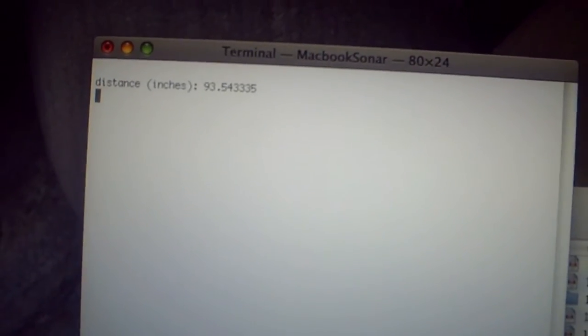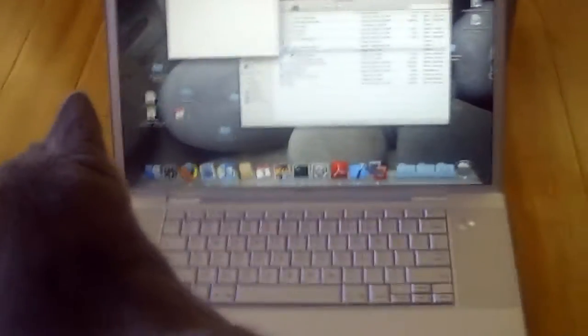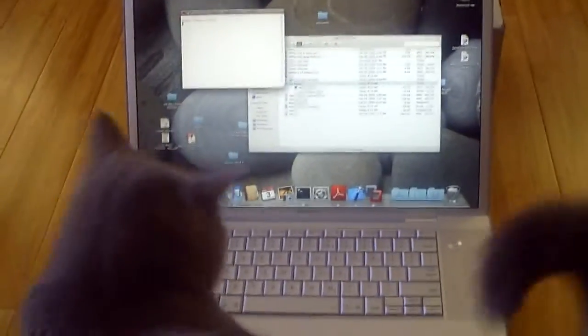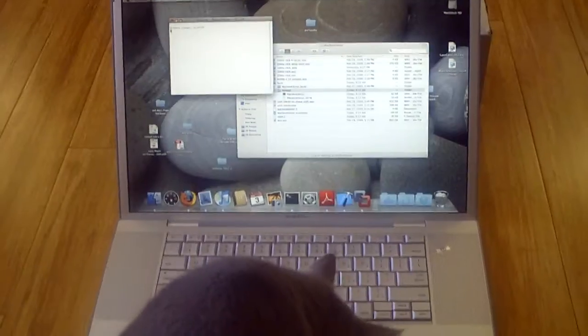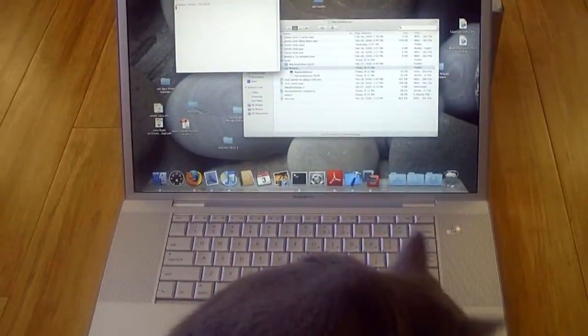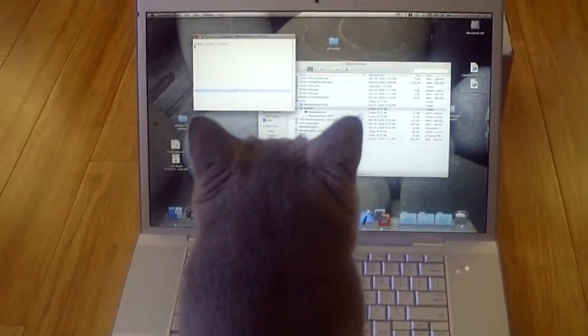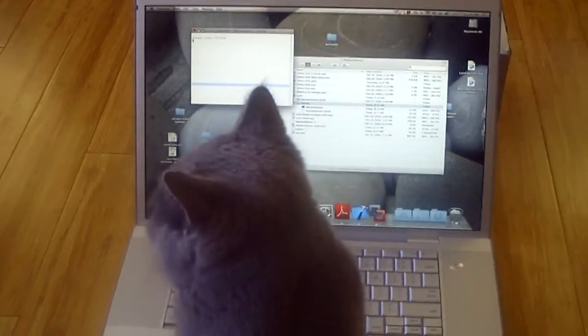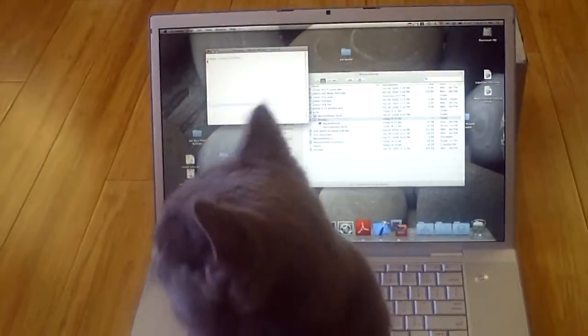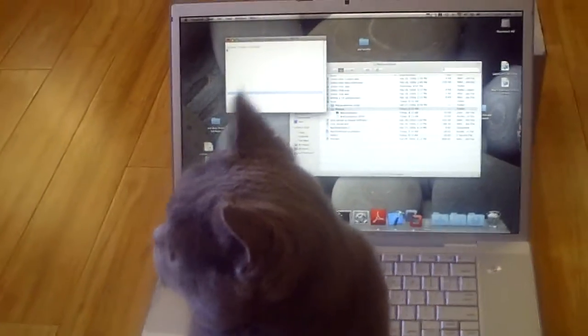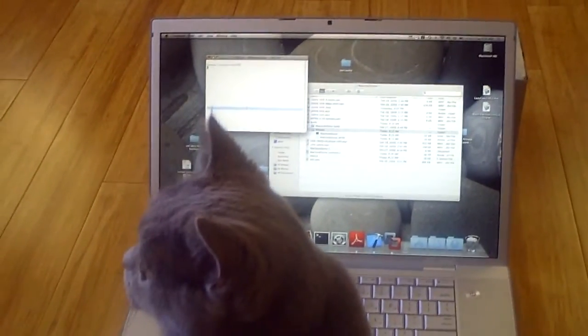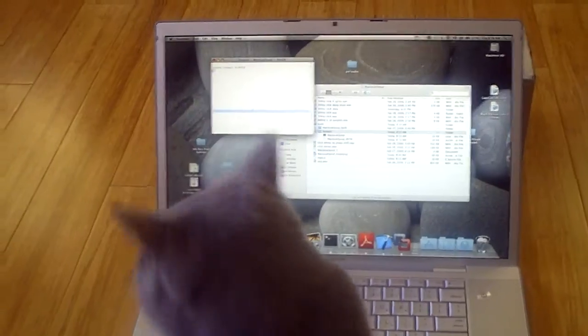All right, that says about 93 and a half inches. So what is this? Basically, it uses only the internal hardware, so it uses the internal speakers to play a sound. And then it uses the internal microphone to time how long it takes for that sound to go outwards, mostly up though, and then to come back down and reach the microphone again. It uses the speed of sound to figure out the approximate distance to that object.